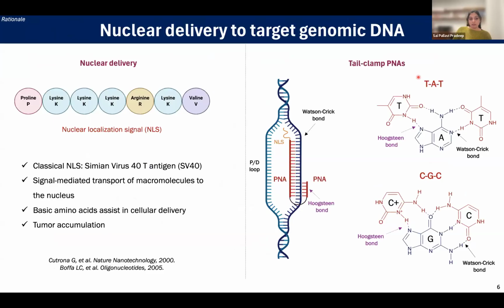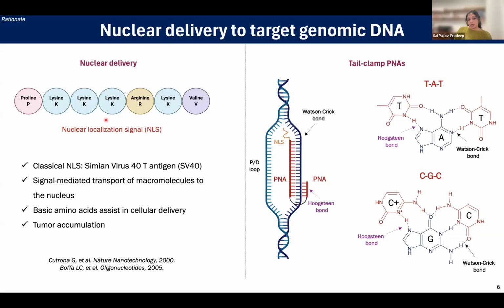So for our nuclear delivery, we used something called a nuclear localization signal. This is a group of basic amino acids like lysine and arginine, which help in transporting macromolecules into the nucleus. In this project, we used a classical nuclear localization signal, which is derived from simian virus 40 T antigen. And there have been studies that have shown that because of the basic nature of this, you do see an increase in cellular accumulation, and we also saw an increase in the tumor accumulation, as I will show you.